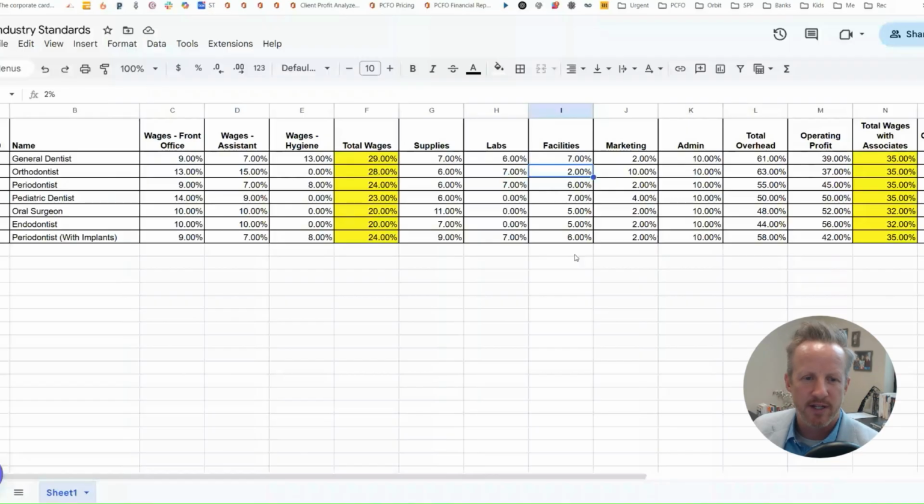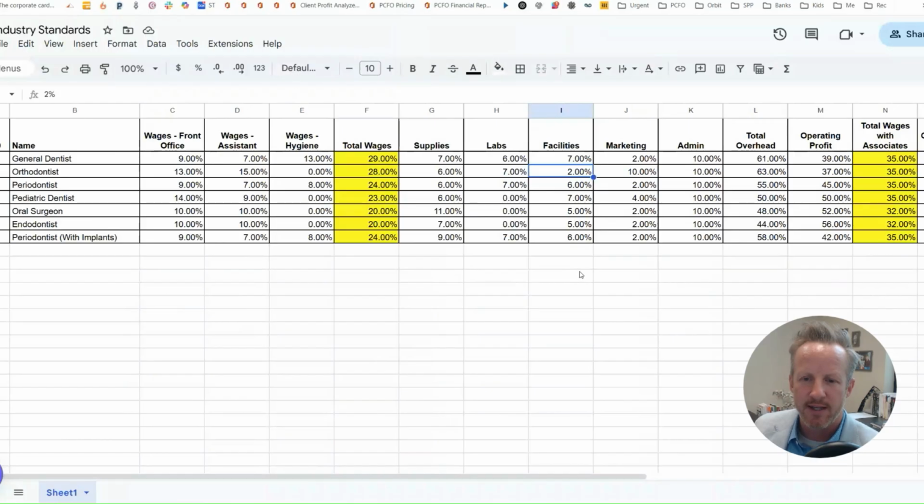Orthodontist, I'm showing a lot less. I think it's because orthodontists typically have bays instead of full-on operatory rooms, so they can fit a lot more in a smaller square footage. That might be a little bit low. It may be higher than that, like 5% or so. Periodontist, I have 6%. Pediatric dentist, I have at 7%. Oral surgeon, I have at 5%, and endodontist, 5%.